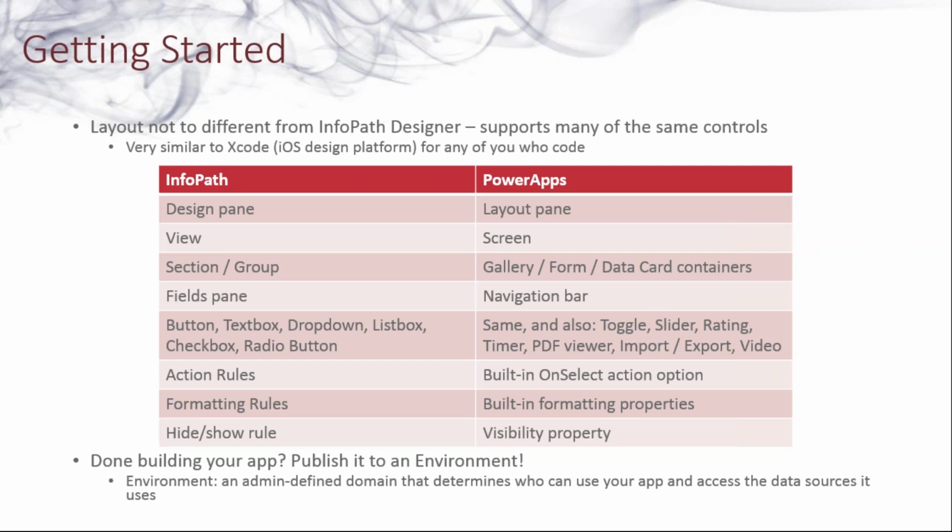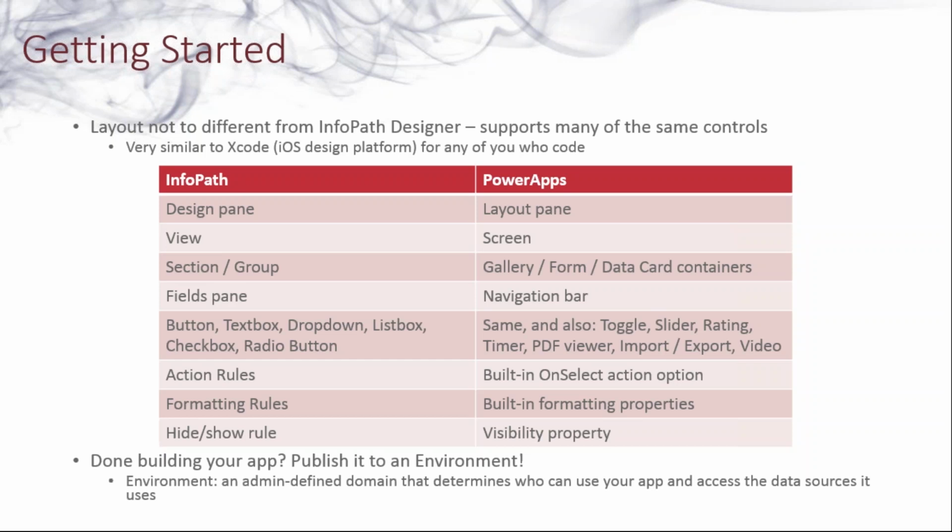I've just put a little table in here comparing various terms in InfoPath to various terms in PowerApps. You can get a feel for things. InfoPath, as you know, has the design pane where you drag and drop all the controls and arrange them. In PowerApps, we've got the same thing. It's the layout pane. In InfoPath, your sort of unit of viewable space is called the view. In PowerApps, these are called screens. In InfoPath, as you're arranging things on the view, you use different sections or groups. In PowerApps, we've got galleries, we've got forms, we've got data card containers.